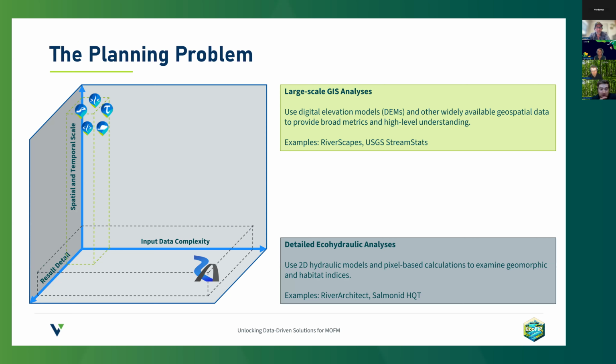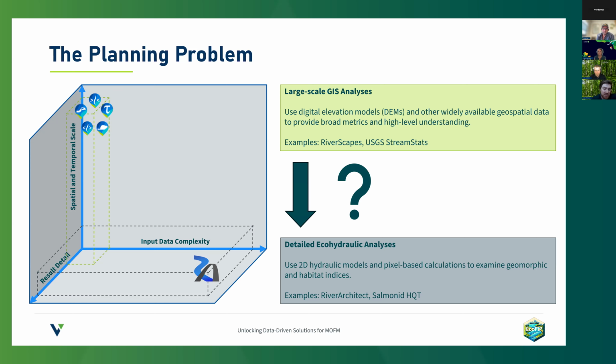At the extreme other end, you have these detailed eco-hydraulic analyses that use 2D hydraulic models and pixel-based calculations to look at geomorphology and habitat indices at a scale approaching a square meter or so in size. These are very detailed, require a high amount of data and complexity to put in, and you similarly get a large amount of detail and site-level understanding out of these things. But due to computational resources and other drawbacks of those data, it's not feasible to apply these over huge spatial scales or for long periods of time.